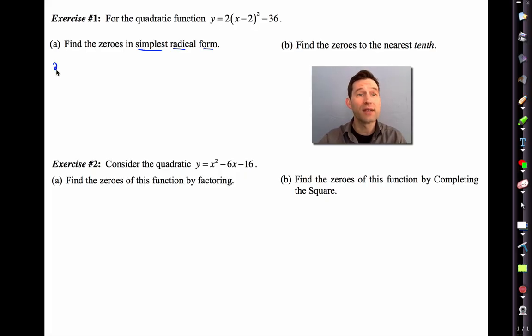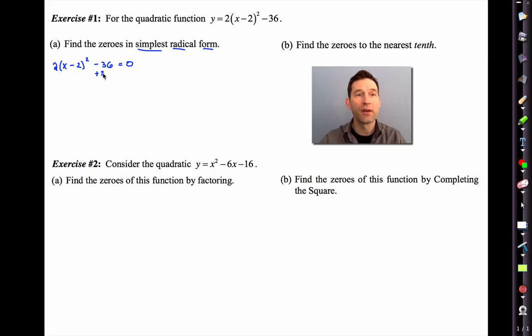So let's do it. Anytime we're looking for the zeros of a function, the first thing that we want to do is take the function and set it equal to 0. Now, because our quadratic is written in vertex form, we can undo what has been done to x. Remember solving these using inverse operations? So we've subtracted 2, squared, multiplied by 2, and subtracted 36.